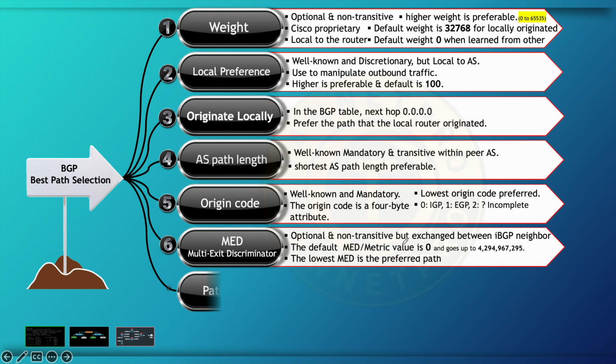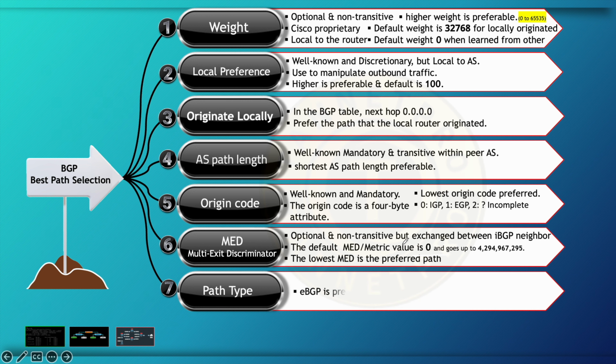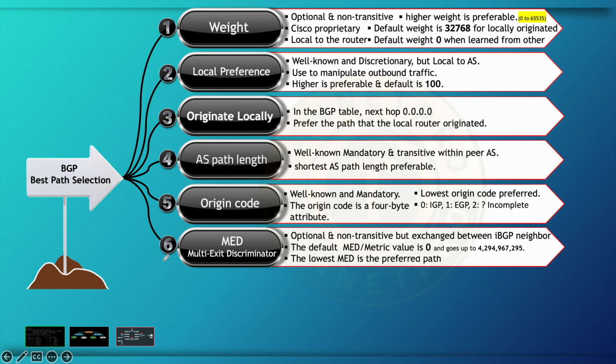So what is the next attribute after checking the image? It is the path type. What type of path is it learned from, right? Now eBGP is preferred over IBGP. Let me explain over here within this slide only.